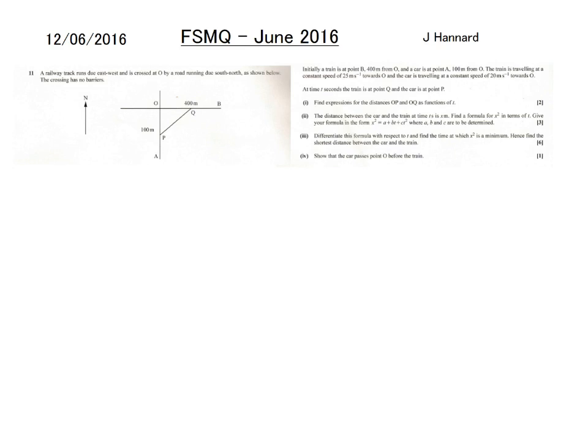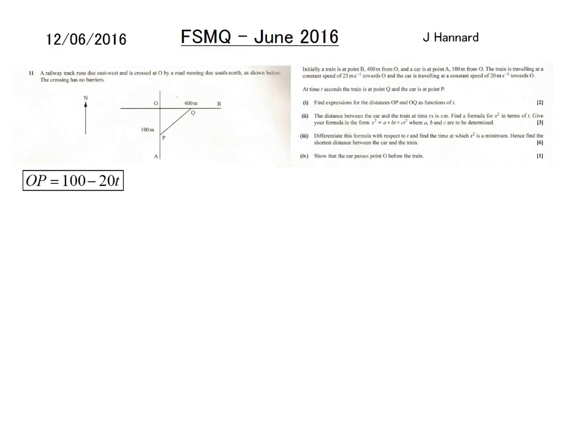Initially, a train is at the point B, 400 metres from O, and the car is at the point A, 100 metres from O. The train is travelling at a constant speed of 25 towards O, and the car is travelling at a constant speed of 20 towards O. At time t seconds, the train is at point Q, and the car is at point P. So that's shown on the beautiful diagram there.